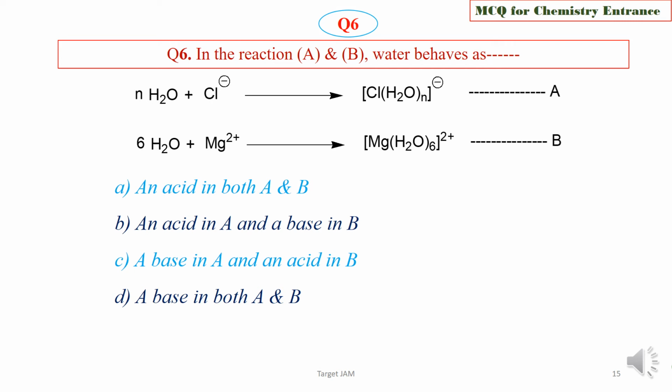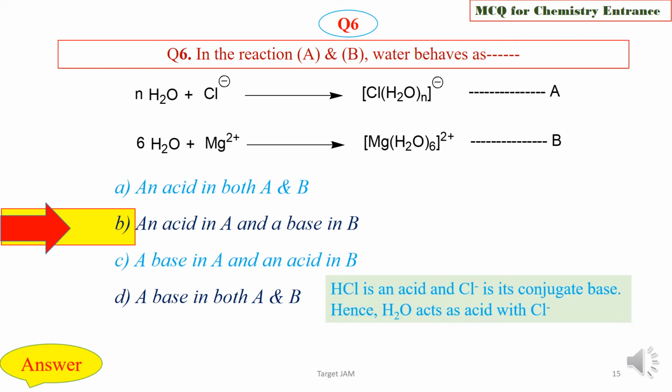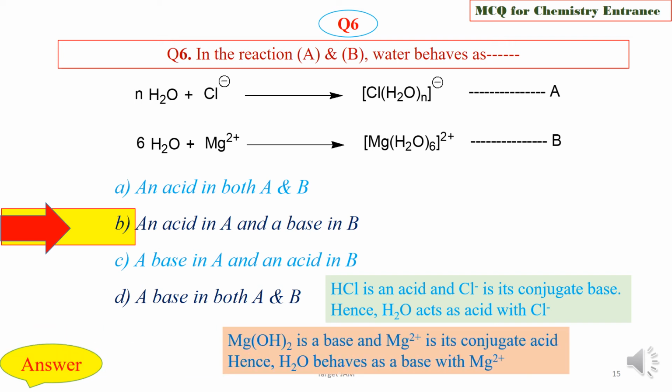Choose the correct option, and we are now going to check the answer key. The right option is option B, that is water behaves as an acid in A and a base in B. See, HCl is an acid and Cl minus is its conjugate base. So H2O acts as an acid with Cl minus, and magnesium hydroxide is a base and magnesium 2 plus is its conjugate acid. So H2O behaves as a base with magnesium 2 plus.